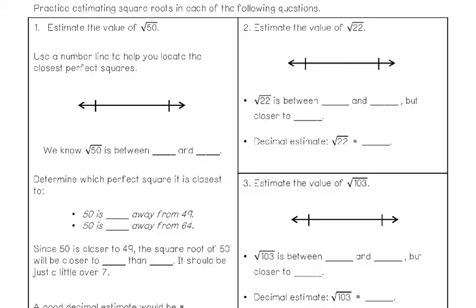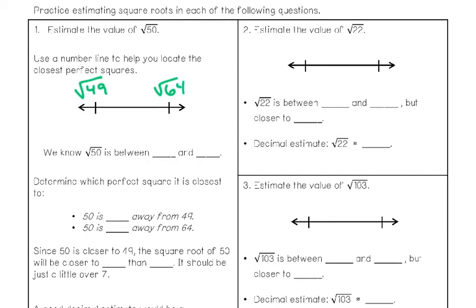So I'm just going to put those values on the number line. I'm just going to put the square root of 49 and then the square root of 64. I know that the square root of 50 is between those. I also know that the square root of 49 is 7 because 7 times 7 is 49. And I know that the square root of 64 is 8 because 8 times 8 is 64. So I know that square root of 50 is between 7 and 8.